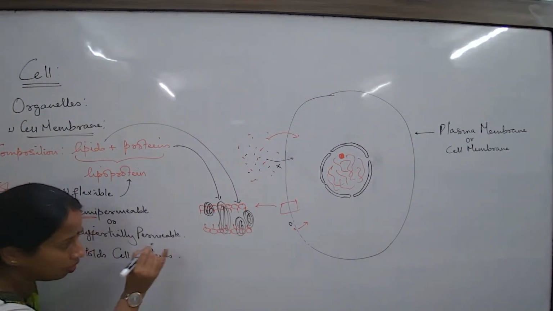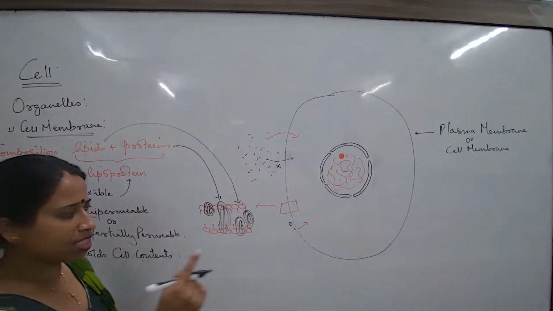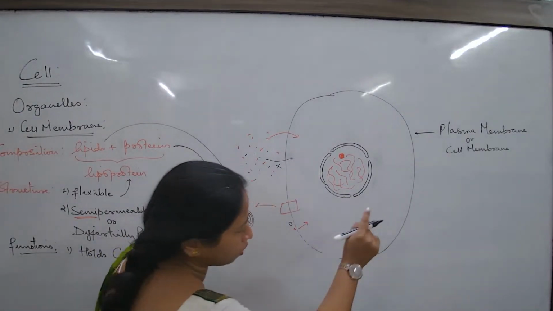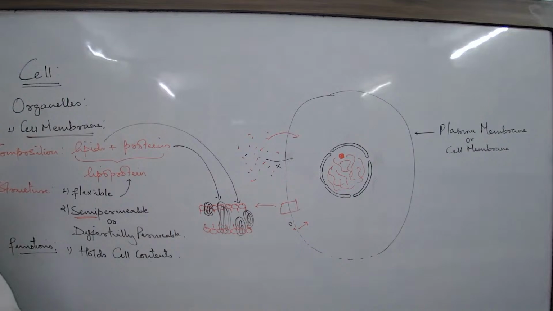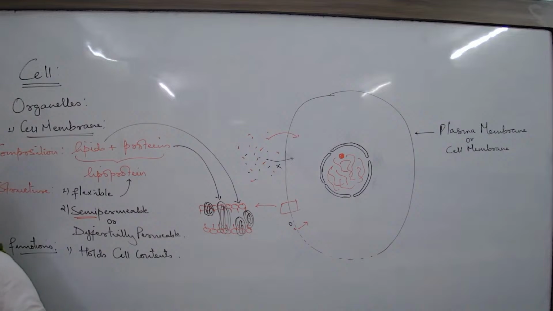Meaning what? Suppose the plasma membrane is broken at certain points, torn like this, damaged like this. Will this cell function? No, because the cytoplasm, which is the gel-like substance inside the cell, will all start flowing out. The cell is now damaged. If the cell membrane is damaged, the cell is also damaged.